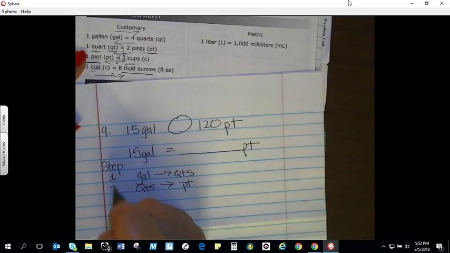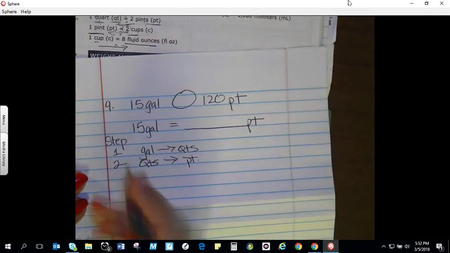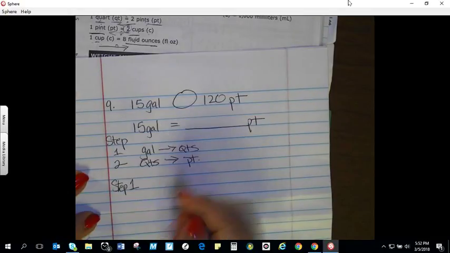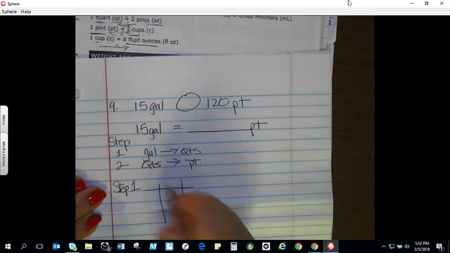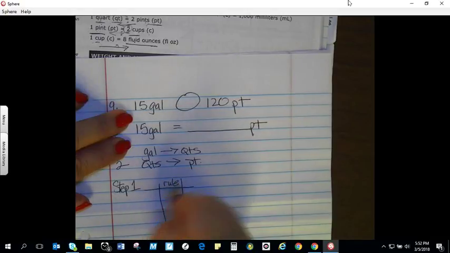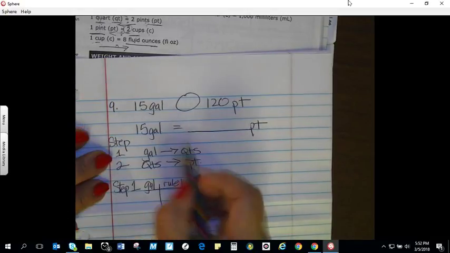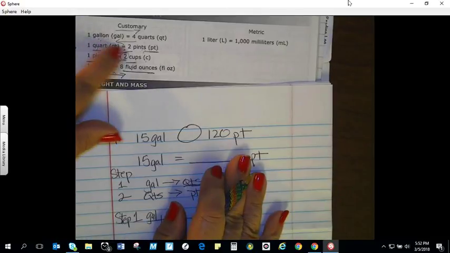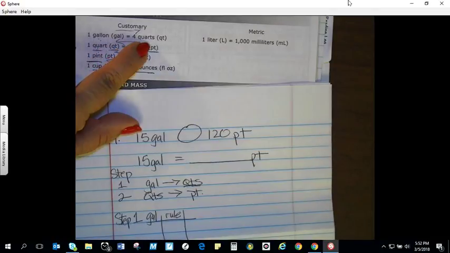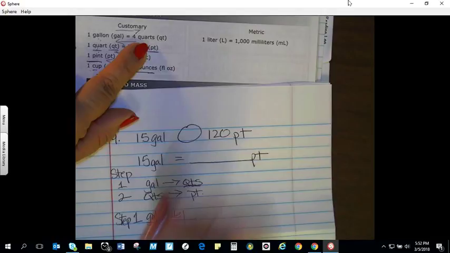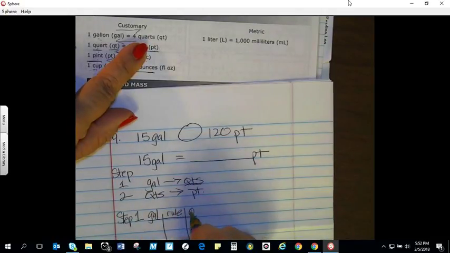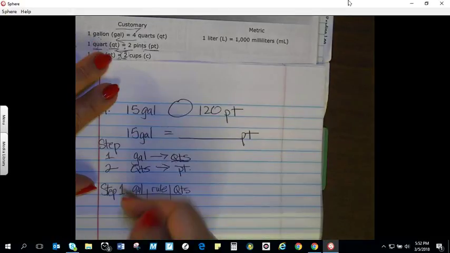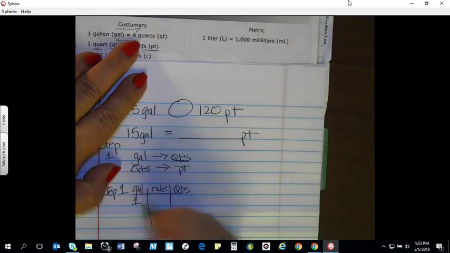Step 1 and 2. Again, so let's look at step 1. I'm going to do my chart, my rule, and I'm going from gallon to quarts, because that's where I'm at here. Gallon to quarts. That's where I got that. Remember, I have to go left to right. I cannot go any other way, just like reading. So gallon to quarts. I'm going to use my benchmark here. For every 1 gallon, it's equal to 4 quarts.